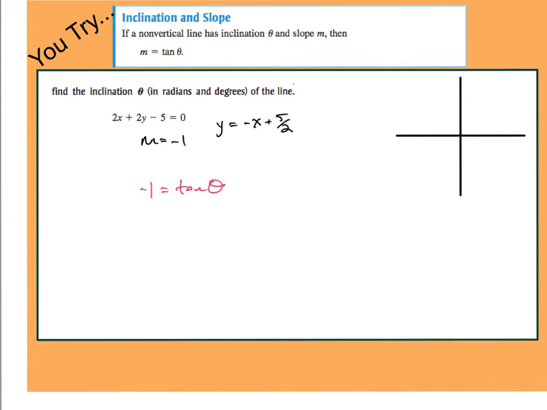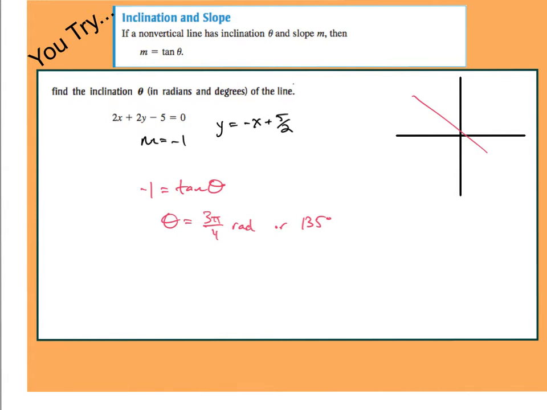And I need to solve for theta. So this is actually on my unit circle. When does tangent give me negative 1? 3 pi over 4. All right, 3 pi over 4 radians. Or how many degrees is that? That's 135 degrees. It's always between 0 and pi, or 0 and 180.